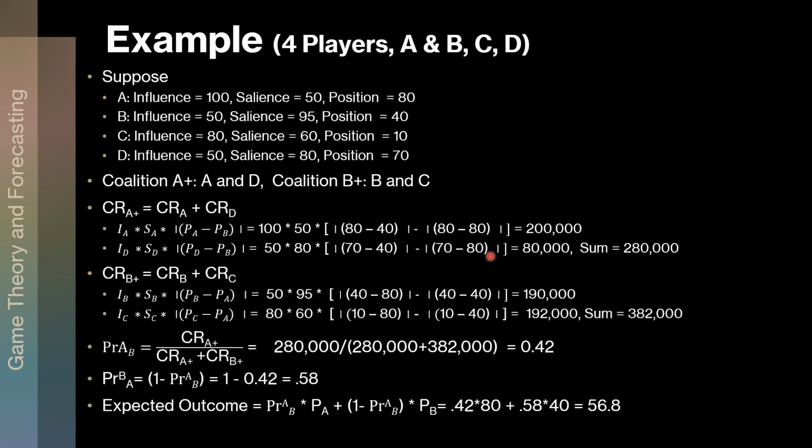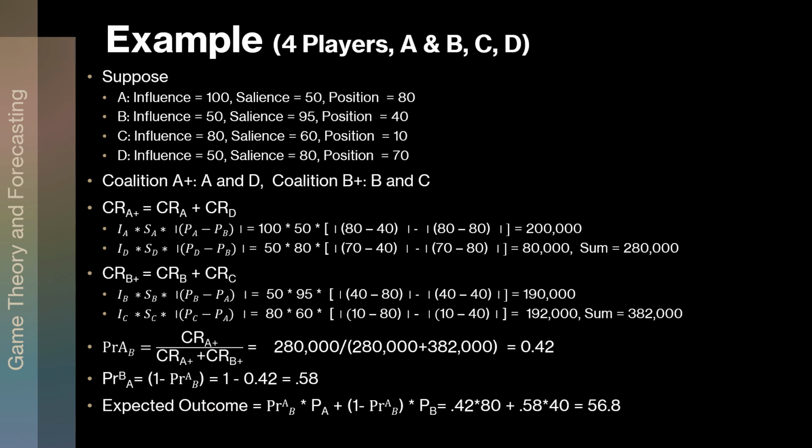So instead of a gain of 30, we now have a gain of 20. And so that's what we're going to get, because 70 minus 40 is 30, and 70 minus 80, absolute value, is 10. 20 is the result. And so we multiply it all up and we get 80,000. The sum of the coalition's conflict resources is 280,000. 280,000 what? I don't know. We don't have units. It's abstract.